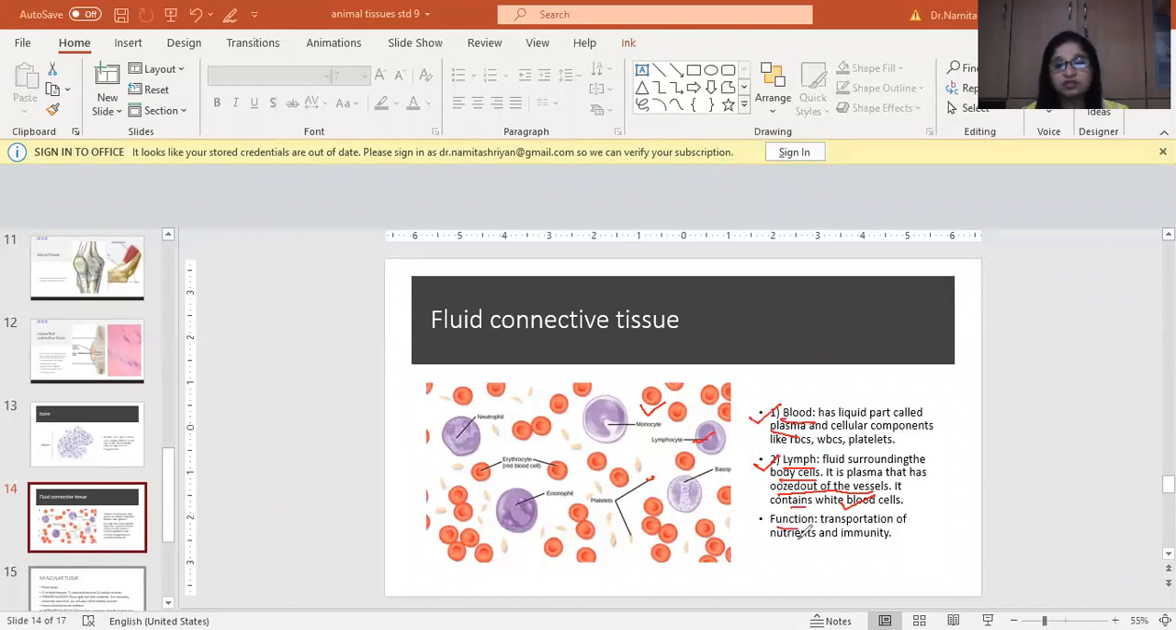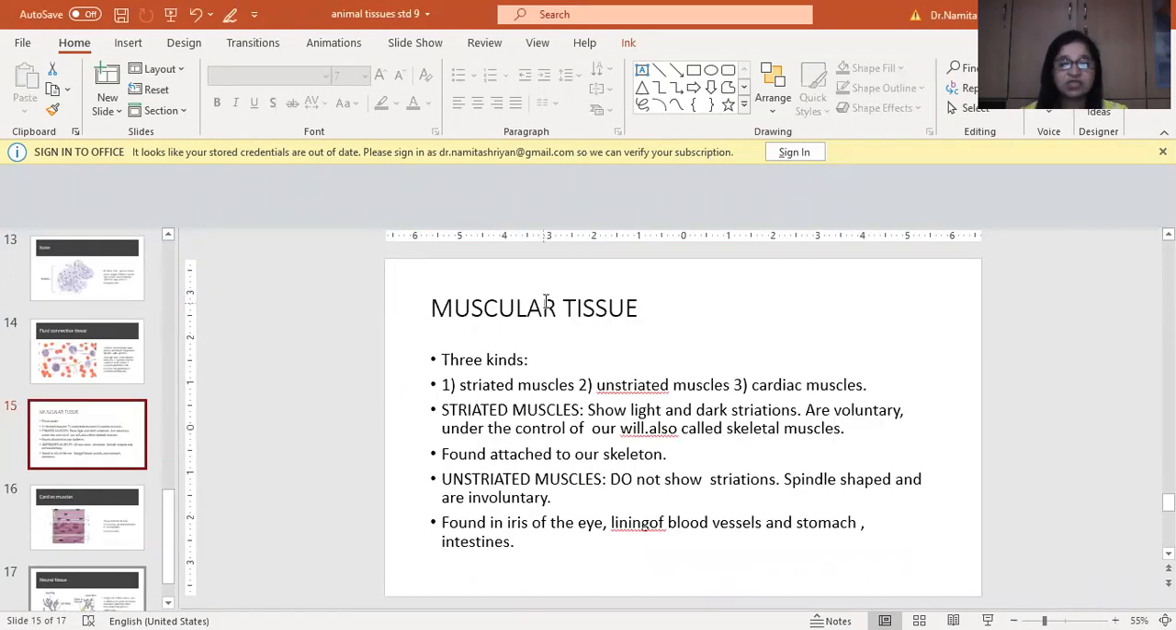The function is transportation of nutrients, and it also helps in immunity, because white blood cells are basically concerned with immunity. Yes. So fluid connective tissue we have talked about. Now we'll go to the next, muscular tissue.